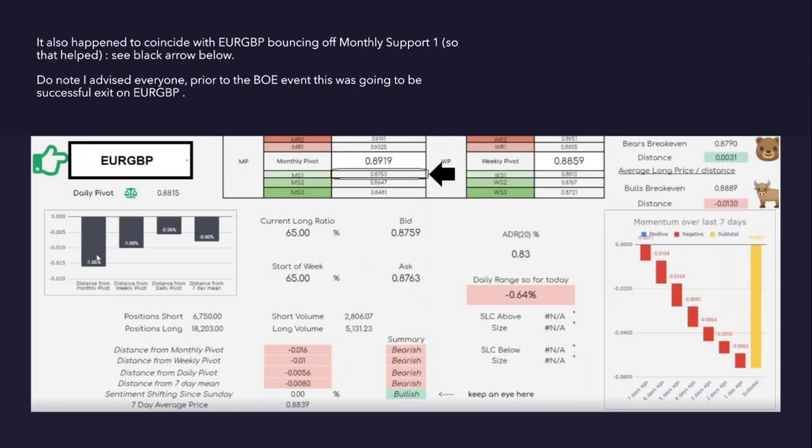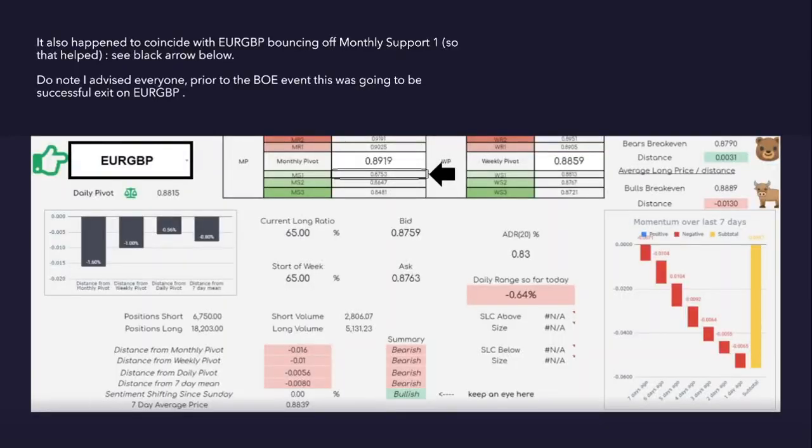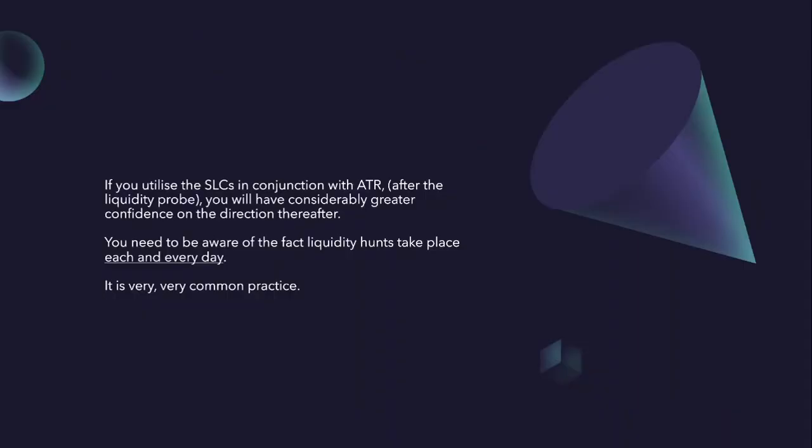So you see how it's technically bearish as well. But yeah, it does coincide with MS1. Monthly support is a strong level, and so that was a nice confluence for the pound USD top, because we hit the support on euro pound. Okay, so that was a nice coincidence. And if you utilize the SLCs in conjunction with the ATR after the liquidity probe, you have considerably greater confidence in the direction thereafter.